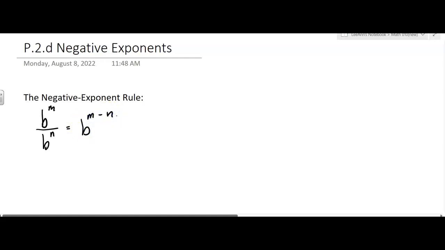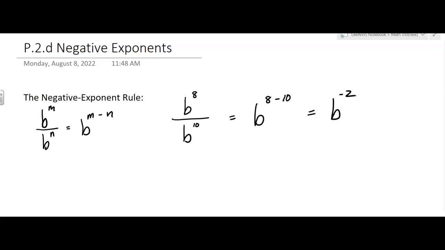Well, what if you have b to the 8th over b to the 10th? Then that's b to the 8 minus 10, which would be b to the negative 2. Okay, so that's true. You could have that. But generally, we don't like our answers to have negative exponents. Okay?